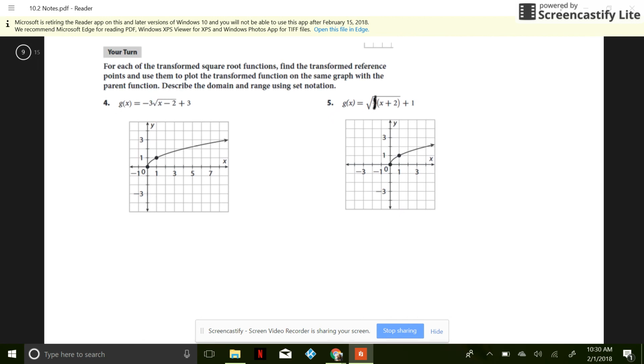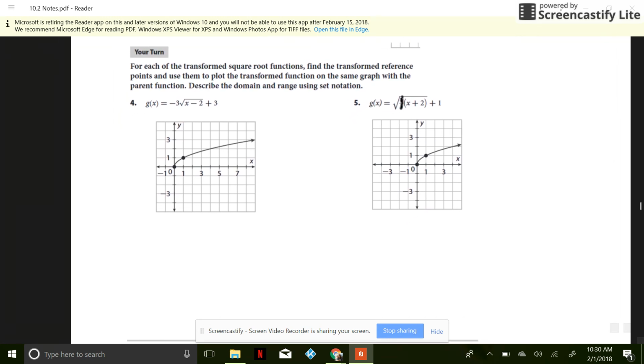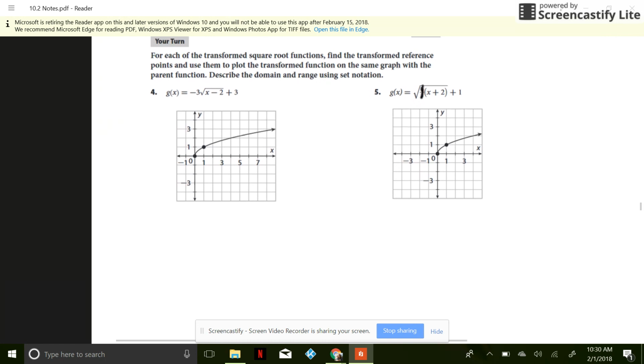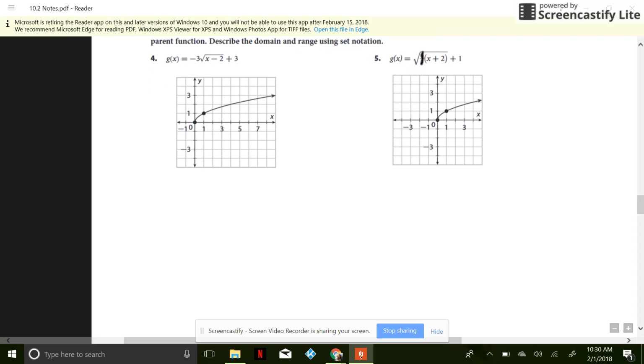So we've got two problems here. We want to find domain and range first. So working here on number 4, domain, we have to set what's under the square root greater than or equal to 0. Solving here, we'll get x is greater than or equal to 2, so that's our domain.